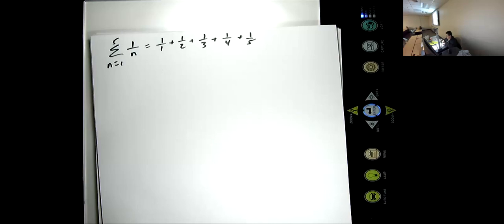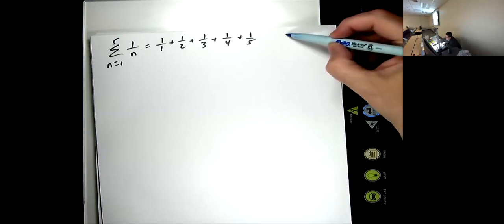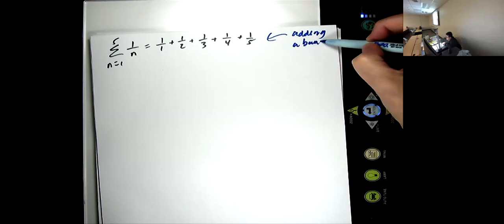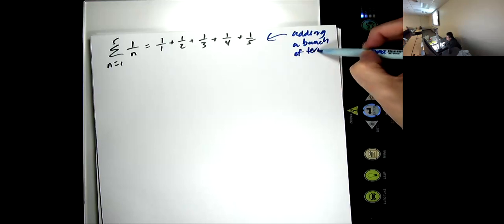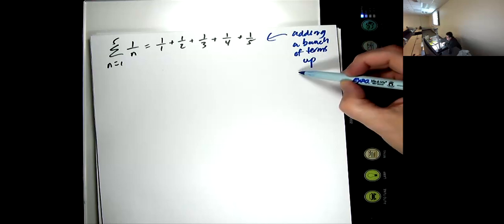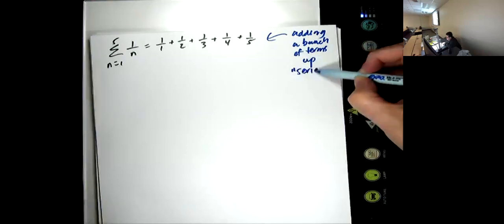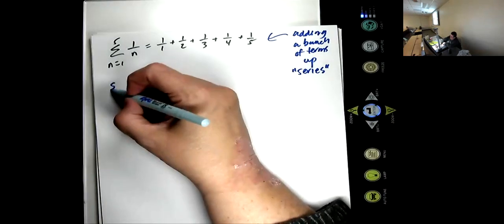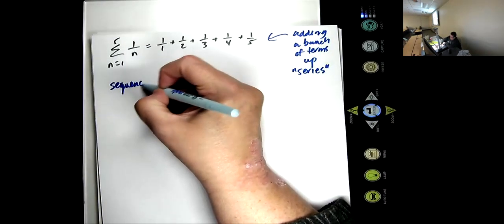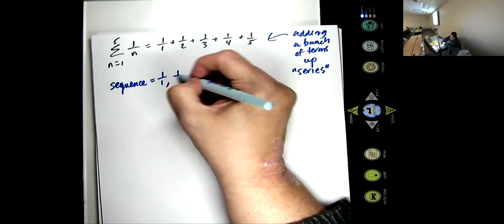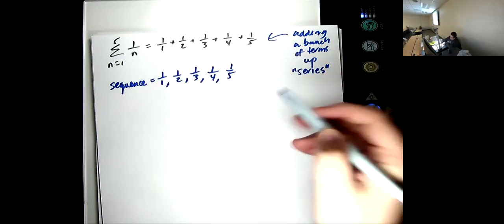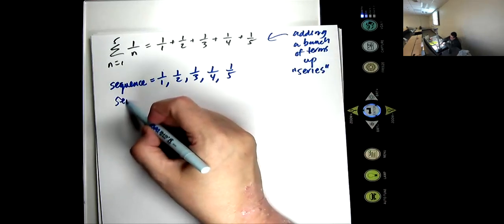When we add a bunch of terms up, that is called a series. Now, you'll hear that again in Calc 2. This is different than a sequence. A sequence would be 1/1, comma 1/2, comma 1/3, comma 1/4, comma 1/5. A series adds up the terms in a sequence.